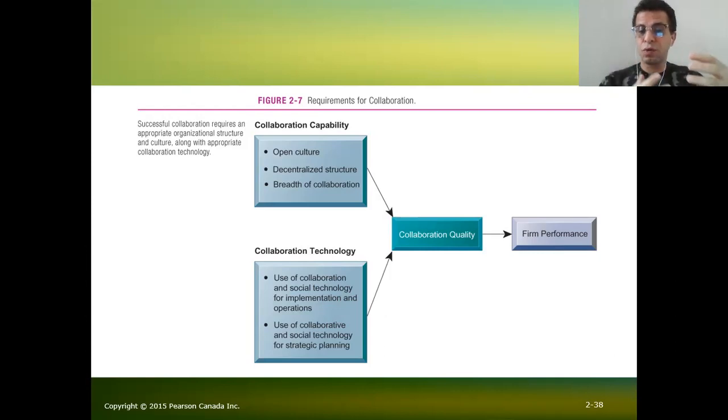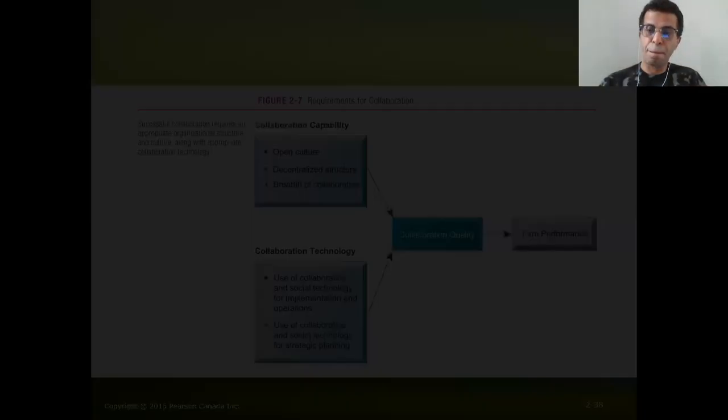If you can maximize these two, you will end up with collaboration quality and firm performance. You might have all the technology, but not an open culture. Or you might have an open culture, but no technology to communicate with. So both have to come together hand in hand, the collaboration capabilities and the collaboration technology.